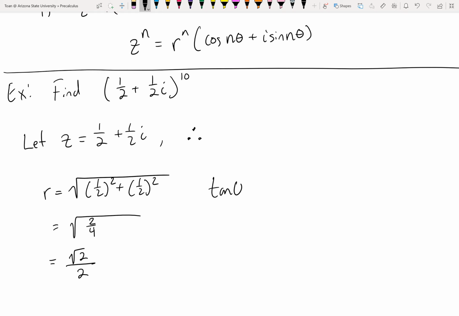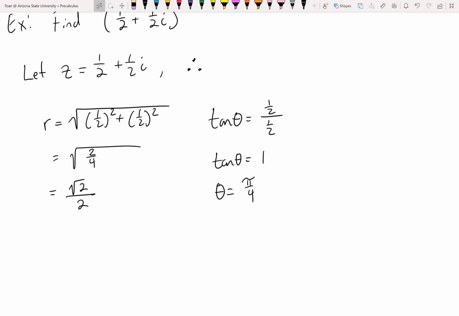And then tangent of theta is b over a. So tangent of theta equals 1. I'm not going to bother with the reference angle because I know that 1 is positive, so it'll be in the first quadrant. Theta equals pi/4.